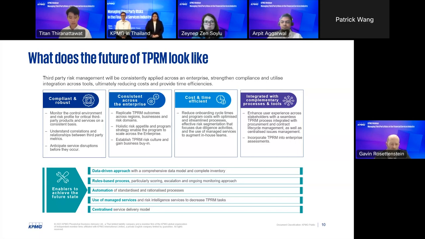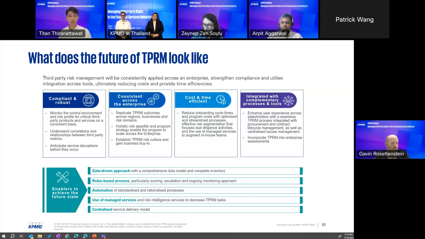I won't touch on automation there. I'll move on to the use of managed services and risk intelligence; I'm going to touch on that in a page. And then, as I mentioned before, around the centralized service delivery model, we're seeing a lot of the activities coming together centrally, in terms of how organizations will start to have a single area to do certain components, so a cyber area, a risk assessment area, a fraud area, but how do they then interconnect across it so you're not duplicating activities?